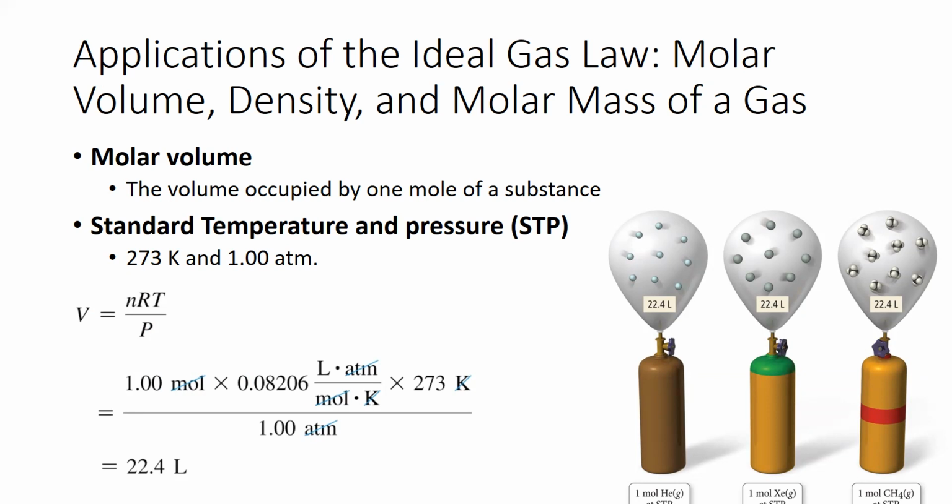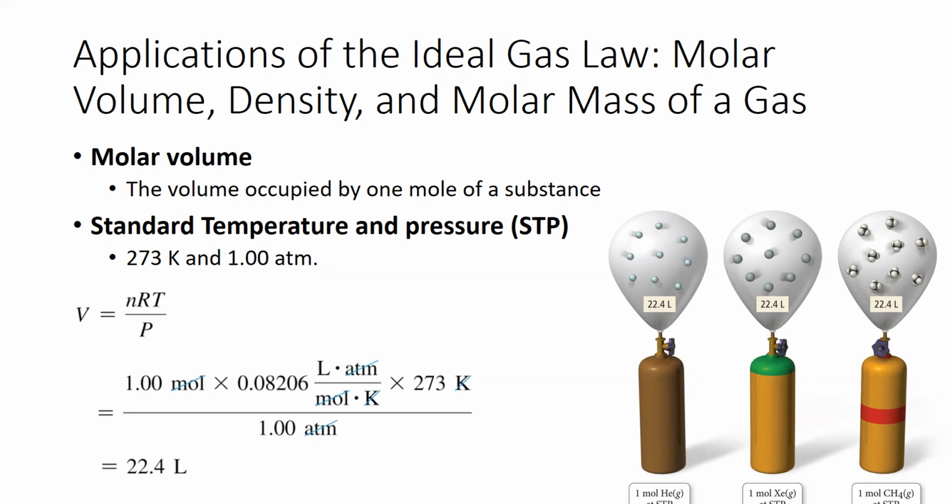STP is just a set of variables that chemists agree on when measuring certain properties about a gas, because gases change based on their temperature and pressure. So if we want to look at other properties of a gas, we just say keep temperature and pressure the same. We're going to use our standard. Standard temperature and pressure is 273 Kelvin and 1 atmosphere.